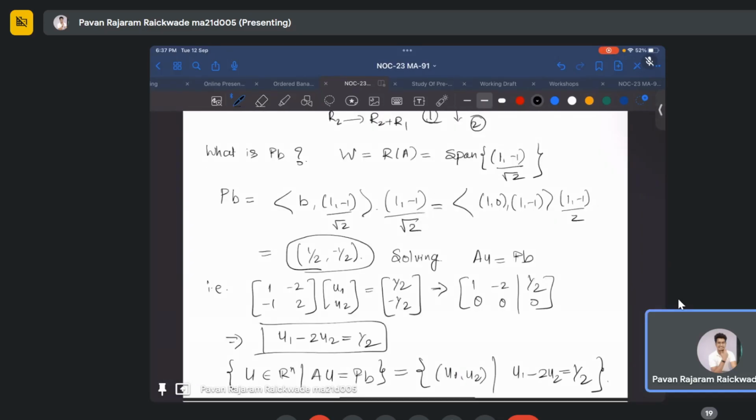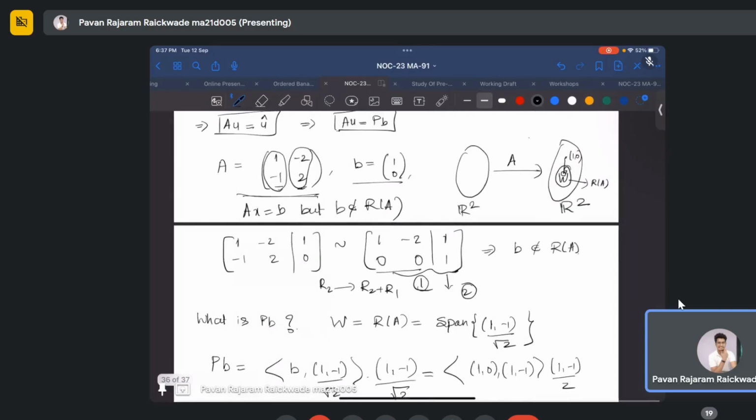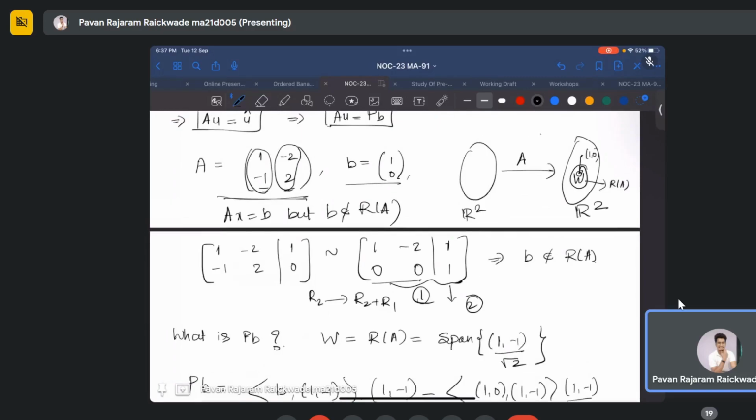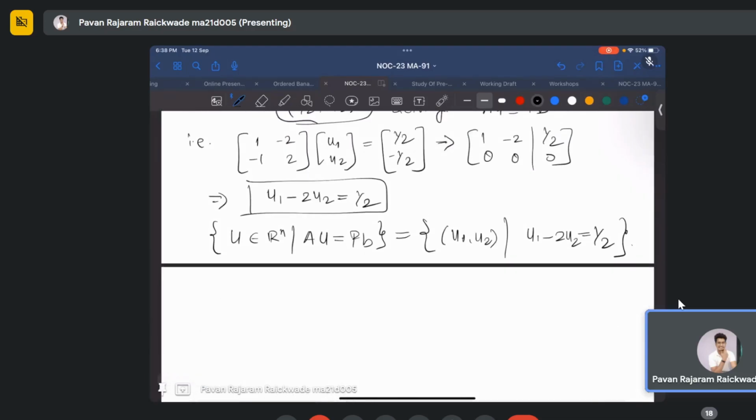this element 1 by 2 comma minus 1 by 2 was the projection of B, 1 0, onto the range of A. Now I want to find all elements U here such that their image is this 1 by 2 comma minus 1 by 2, right? The set of all U belonging to Rn such that AU is PB, which is 1 by 2 minus 1 by 2. This is this subspace. Okay, is that clear?